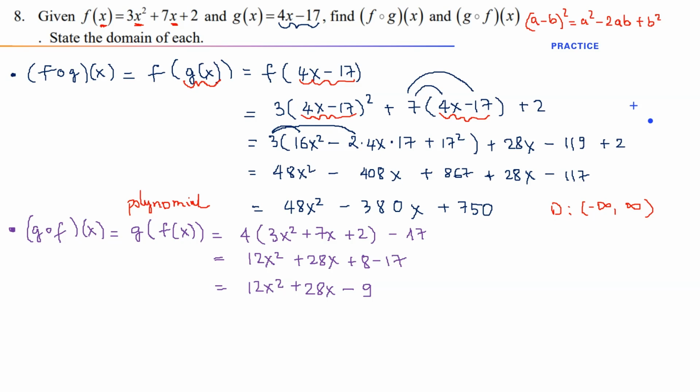Okay, so this one is also a polynomial, and the domain will be from negative infinity to infinity. And we know this one is a U-shaped graph, like that. Also this one is a U-shape for the graph.